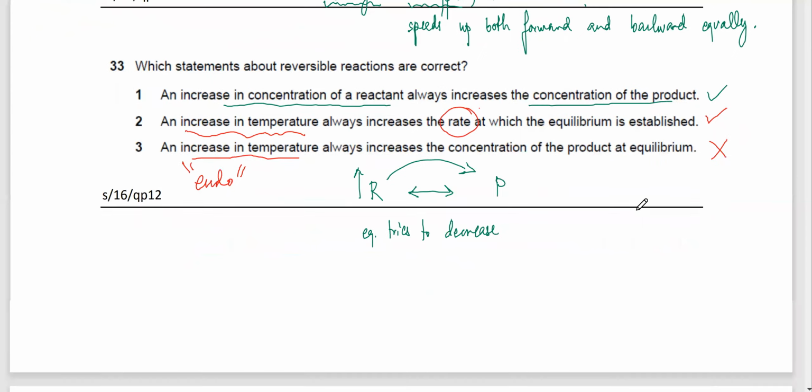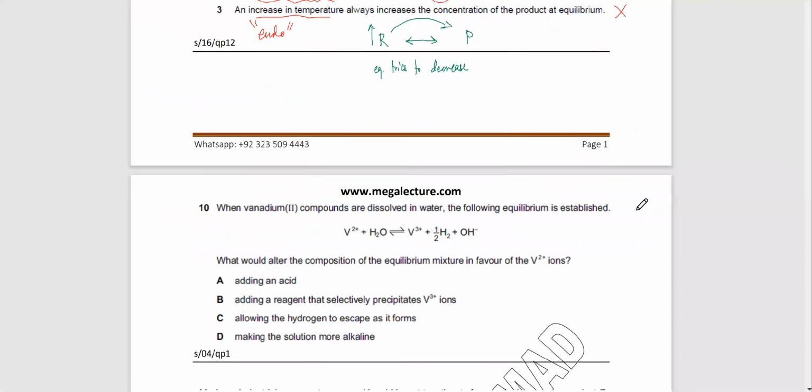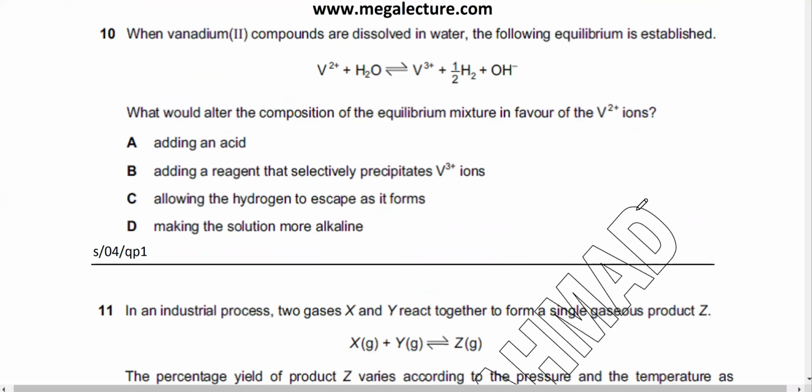Let's do one more question. Let's talk about this question. When vanadium compounds are dissolved in water, the following equilibrium is established. What would alter the position of the equilibrium mixture in favor of V2+ ions? In favor of V2+ ions, you want more V2+ ions. You want the backward reaction to happen. That's what the question is: the mixture should contain or favor more V2+ ions, the backward reaction.